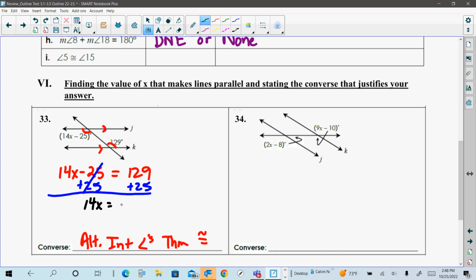That is not right. Oops, sorry. 104. Is that right? Oh, plus, 154. I was subtracting. That's wrong. So 154 and then divided by 14. And so X equals 11. And that's all we want here.